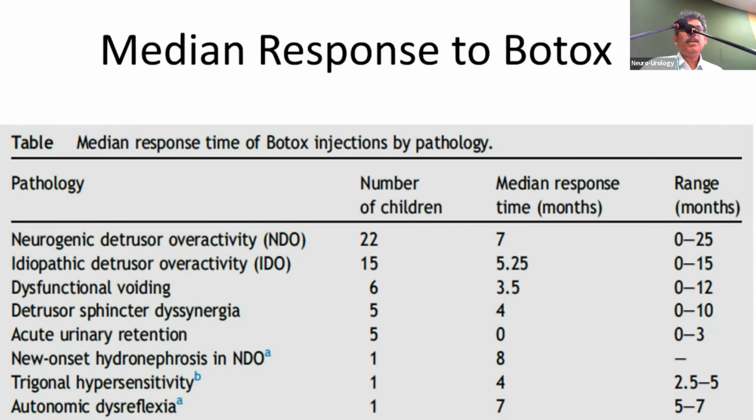So what is the median response to Botox in different situations? The median response would be around 7 months in neurogenic overactivity. In idiopathic detrusor overactivity it is 5.25. So overall, the median response on a gross scale would be anywhere between 5 and 6 months in the majority of the cases.